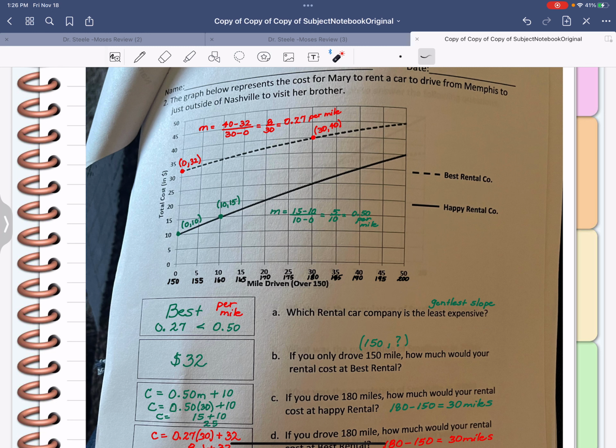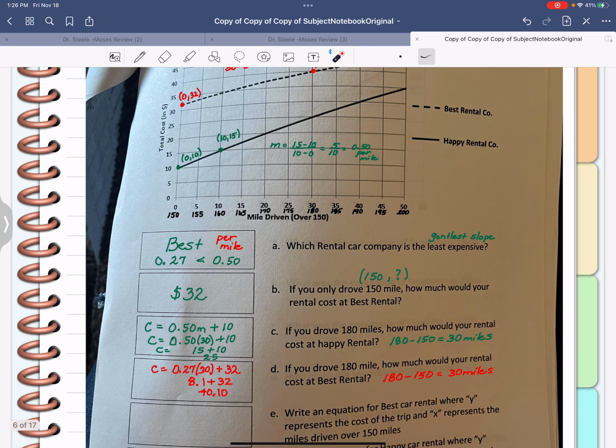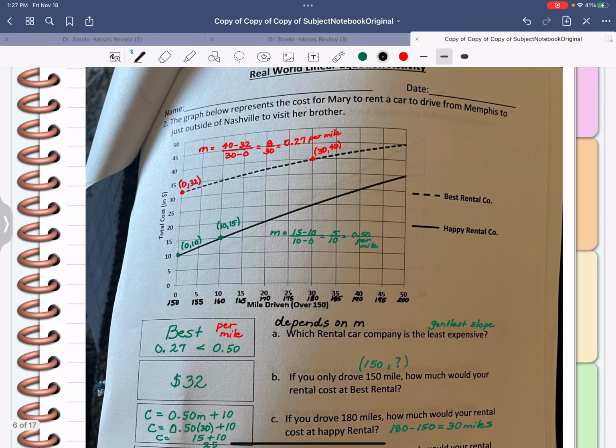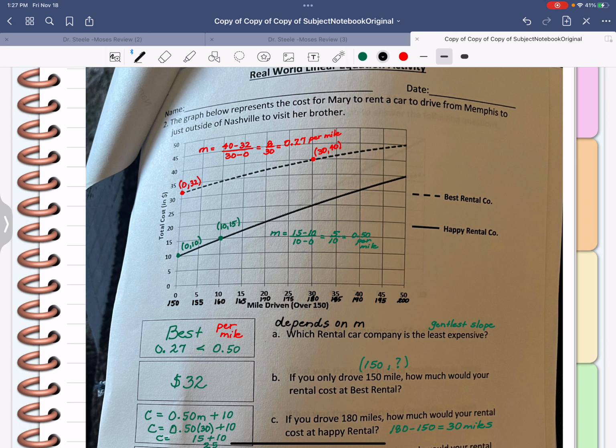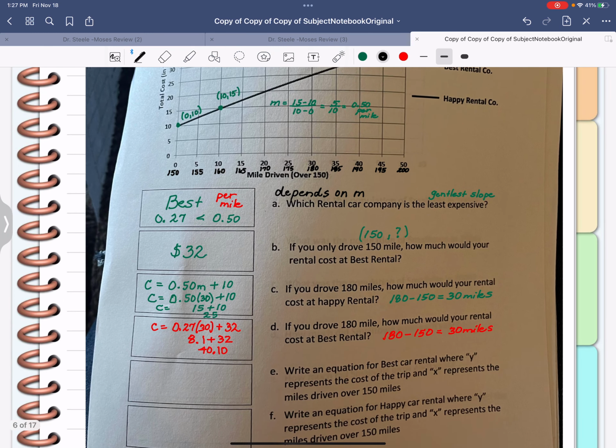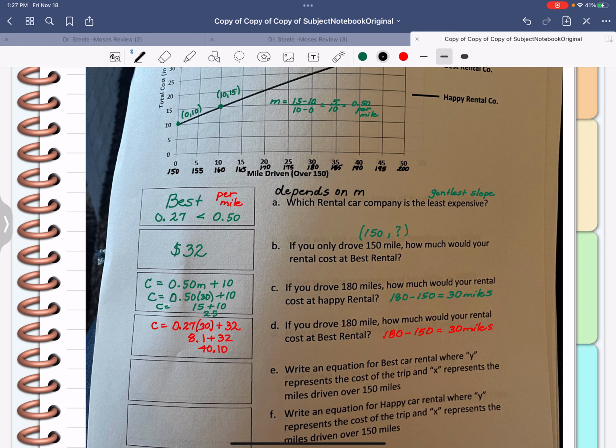The bottom company would become a different situation. So what I want you to notice about question A, personally, I don't think this is a good question. We need to know the number of miles. Because sometimes happy will be cheaper, but especially later on in this graph, when the lines actually intersect and happy continues to climb, best will be cheaper. So the least expensive is going to depend on the number of miles.